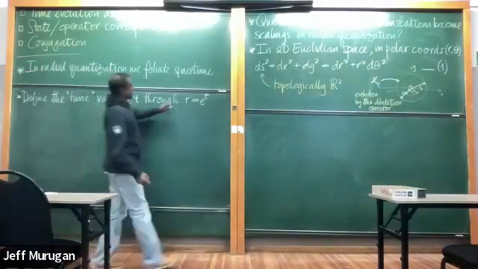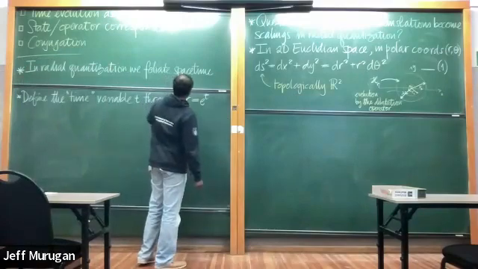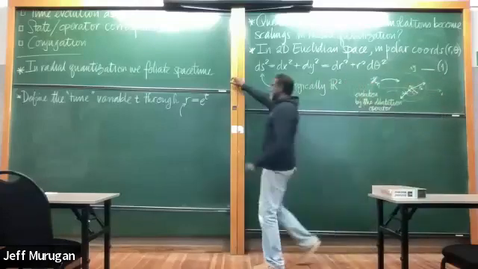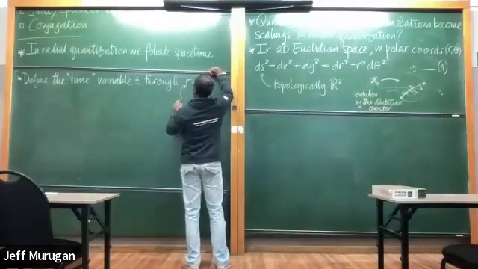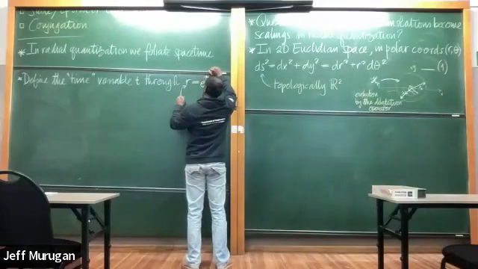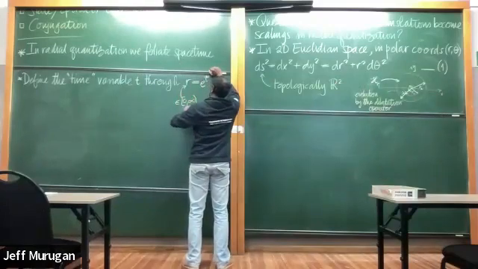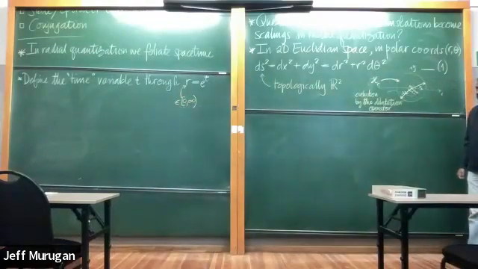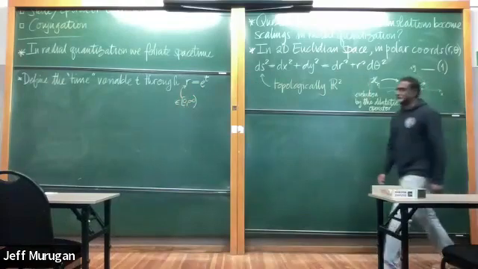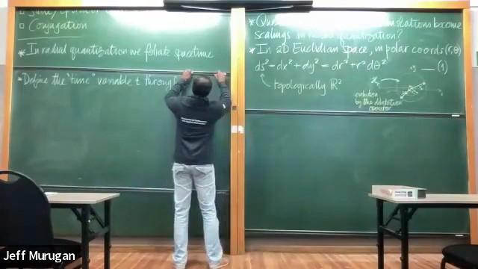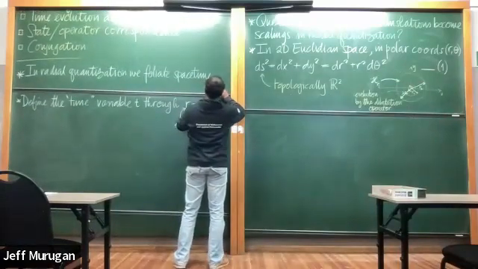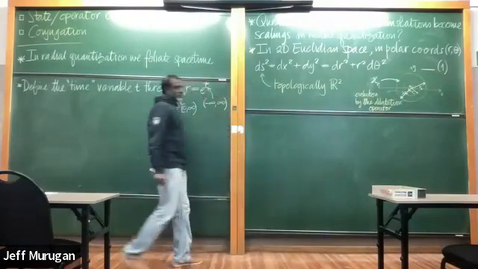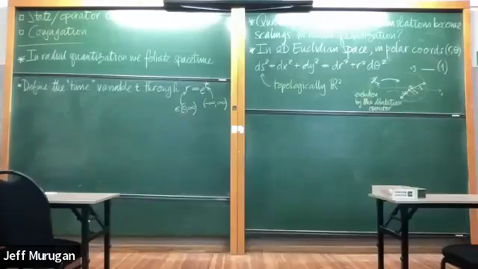So what I'd like you to note here is that because this is the radius, r goes from 0 to infinity. But t takes values between minus infinity and infinity to make that happen. Okay.